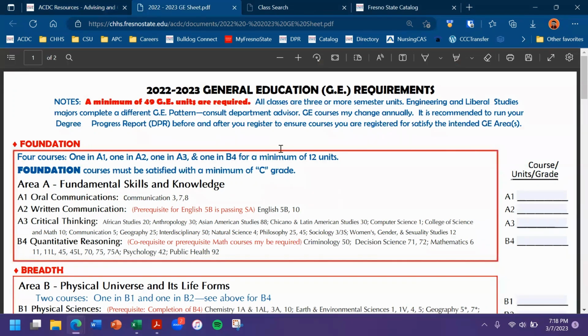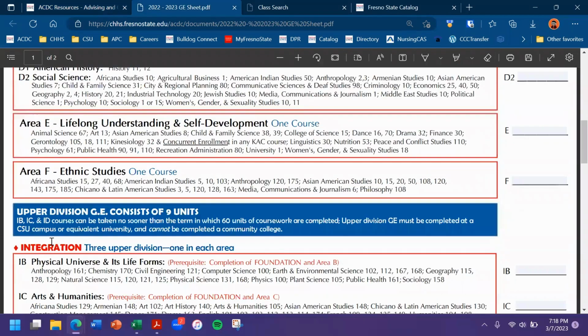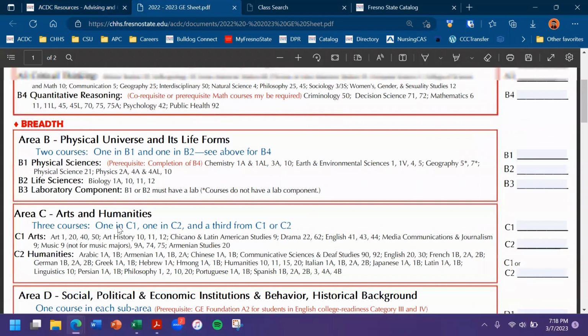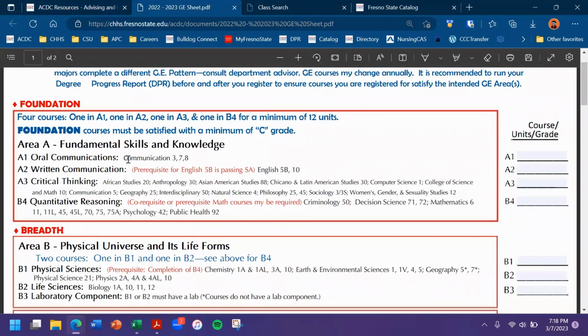GE is made up of three primary areas: the foundation, breadth, and integration areas, or lower division and upper division, respectively. The foundation areas, A1, A2, A3, and B4, are unique because they require a minimum of a C grade, which means that for general education courses outside of this area, you can actually get a D and pass. So that would include, for example, your history class. If you received a D, it is considered passing for GE.